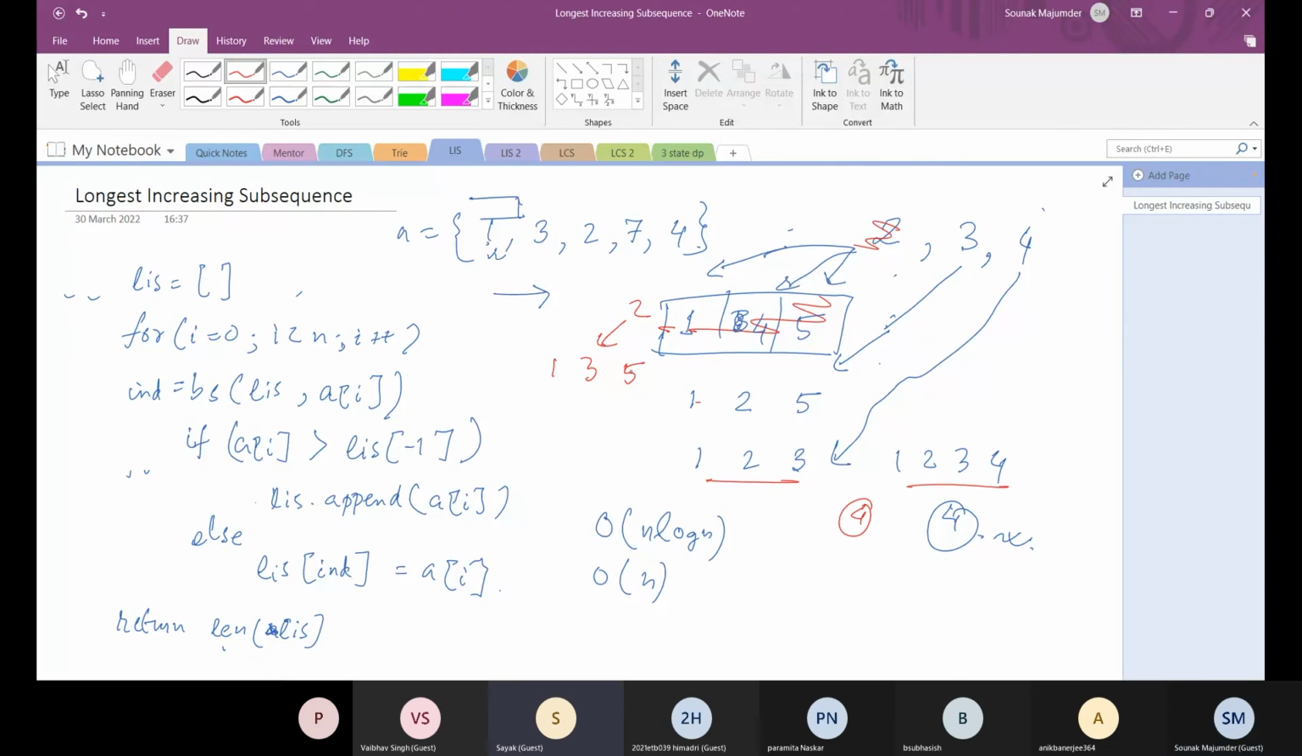Okay, so we are finding the smallest element that is larger than the element to be inserted, and replacing it. And if the element is larger than all of them, we are inserting at the last, like 1, 2, then 3, and it is increasing the length by 1. Okay. Got it? Yeah.